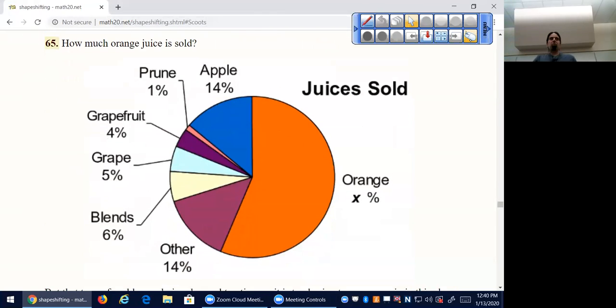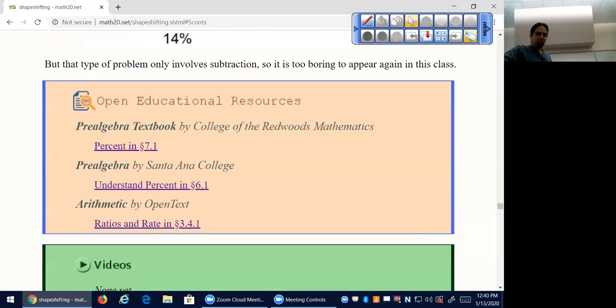One thing that happens in real life, but not a Math 20 class, is you add up lots of percents and then say 100 minus that is what. So how much is the orange juice one? You'd have to add up all the rest and then subtract it from 100. We don't care about that. That's just adding and subtracting. That's not as interesting.